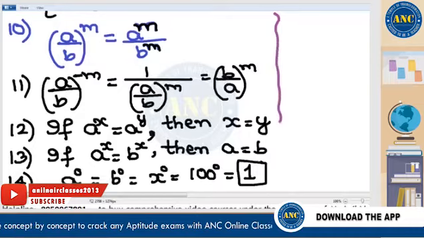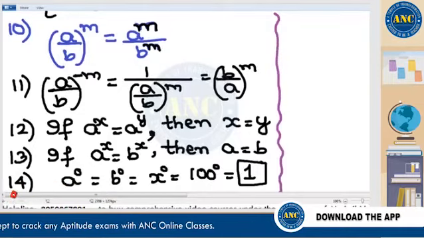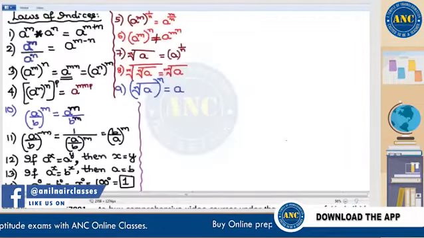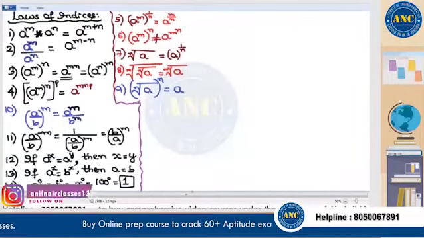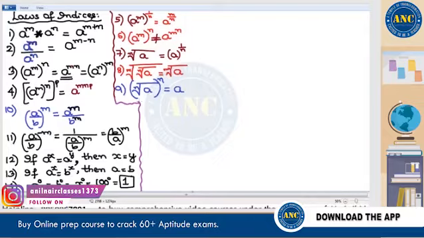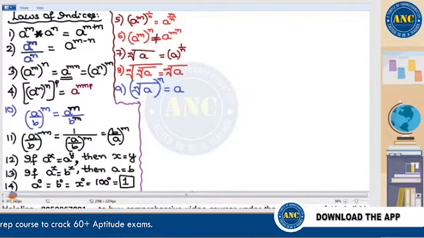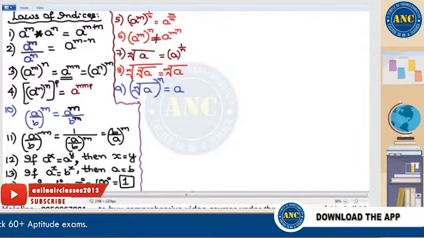I hope the idea is clear. The idea should be very, very clear. These are all the laws of indices which might help us in problem solving when we start taking problems in future.